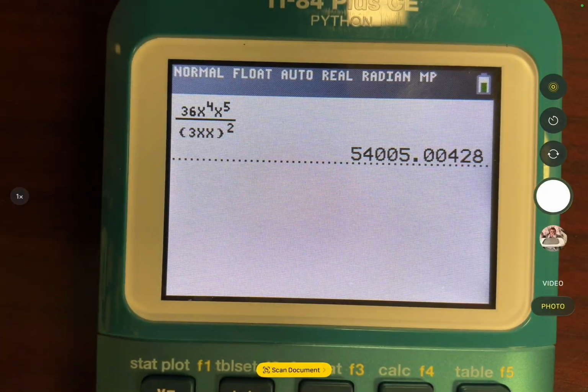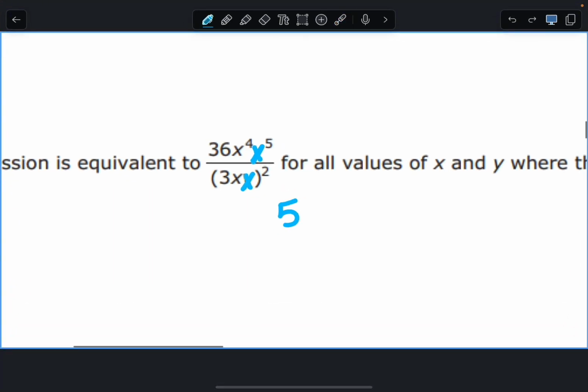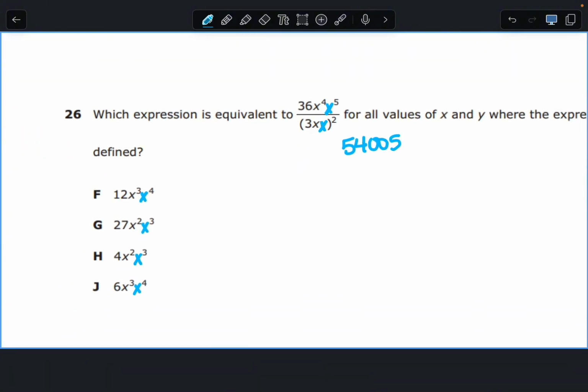Now we're going to type each one of these answer choices, every single letter, but you're going to put an x instead of a letter that's not x, and get those decimal values.